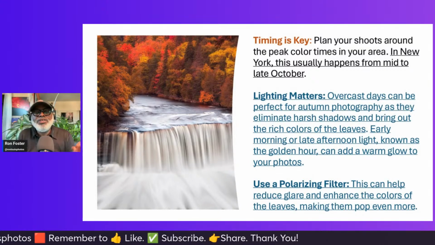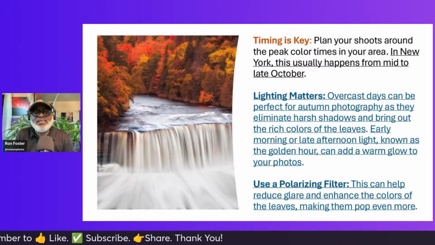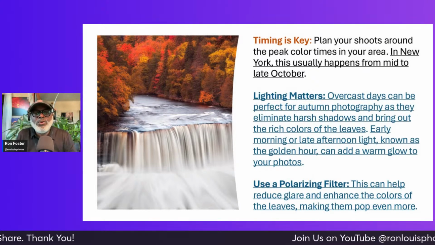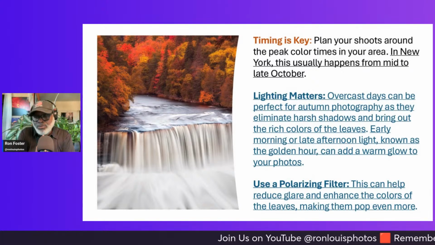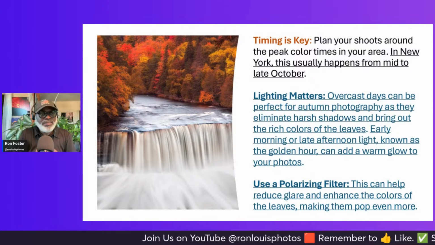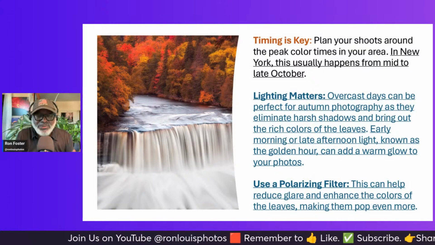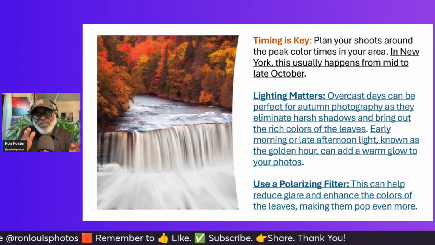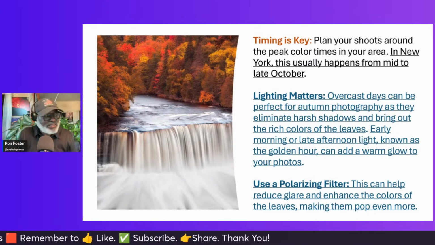Number 2 in this category, use a polarizing filter. This can help reduce glare and enhance the colors of the leaves, making them pop even more. So for those that have cameras, this is not your smartphone, but you can do it with your smartphone too. But let me tell you how you can do this with your smartphone first.